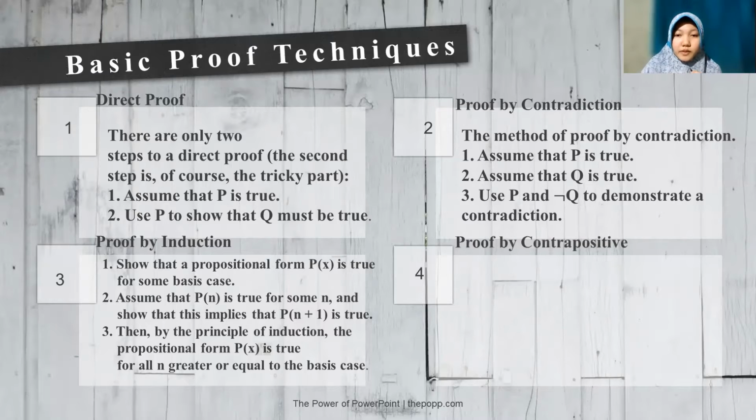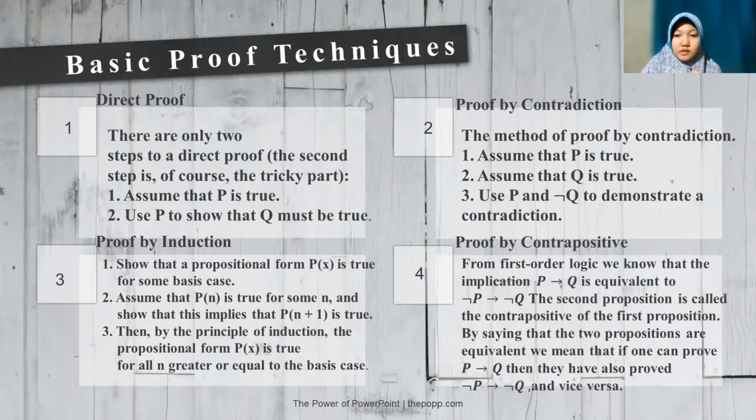And next is proof by contrapositive. From first order logic, we know that the implication if P then Q is equivalent to if negation Q then negation P. The second proposition is called the contrapositive of the first proposition. By saying that the two propositions are equivalent, we mean that if one can prove if P then Q, then they have also proved if negation Q then negation P, and vice versa.